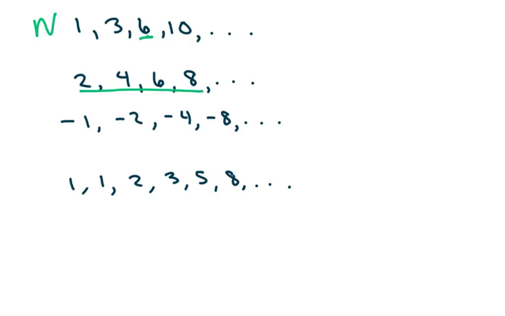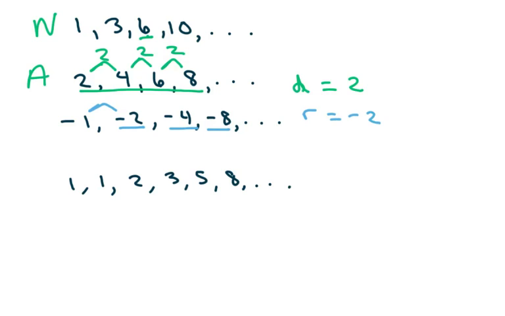Now this one looks like we keep adding 2. So you keep adding 2, that's going to be arithmetic, and the common difference therefore is 2. This one I keep multiplying by 2. So when I multiply negative 1 times 2, I get negative 2. Negative 2 times 2 is negative 4, and so forth. So the common ratio is negative 2, and this is geometric.